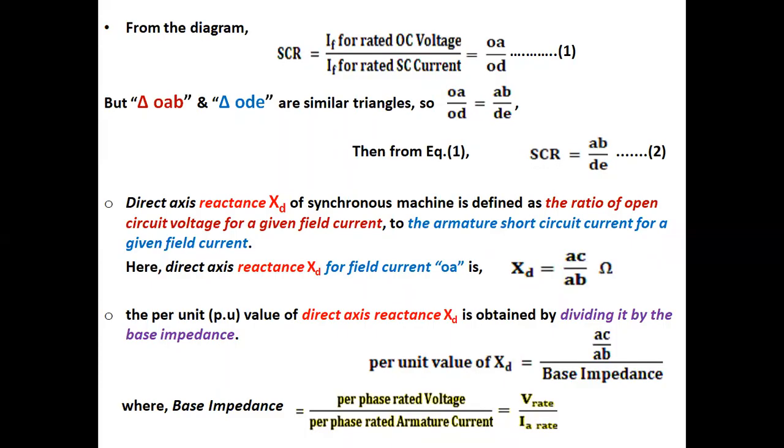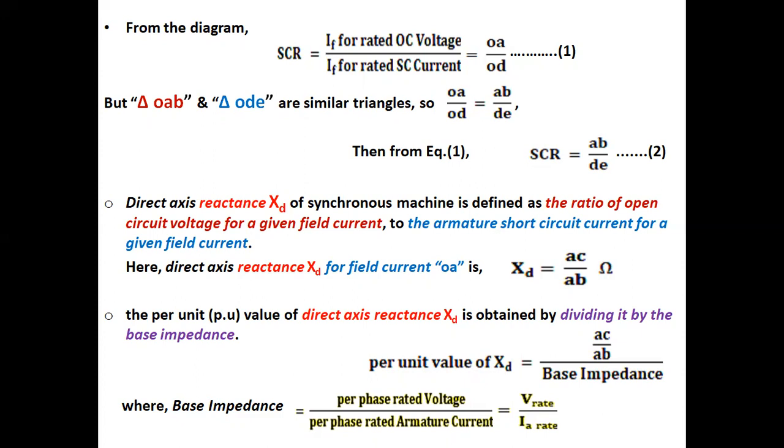From the diagram, short circuit ratio is equal to IF for rated open circuit voltage divided by IF for rated short circuit current. That is, from the diagram, OA by OD. But triangle OAB and triangle ODE are similar triangles. So OA by OD is equal to AB by DE. Then from the equation, SCR is equal to AB by DE.